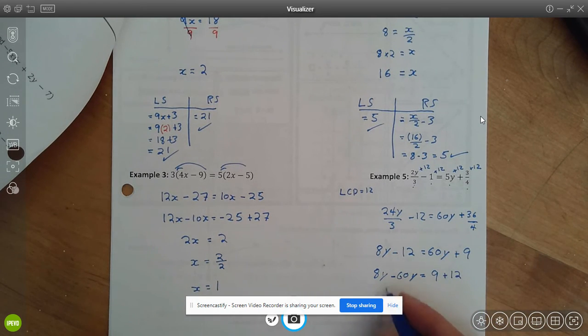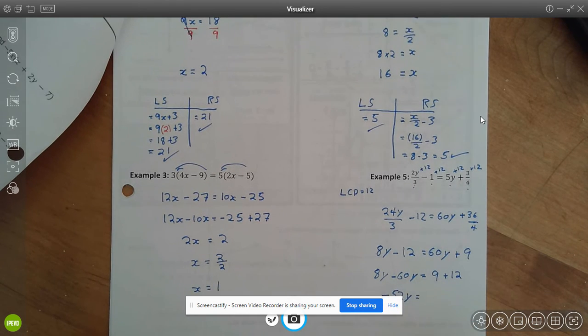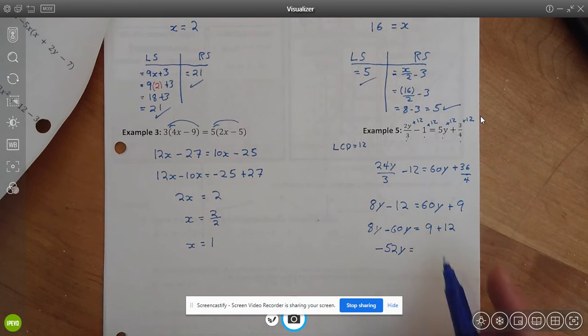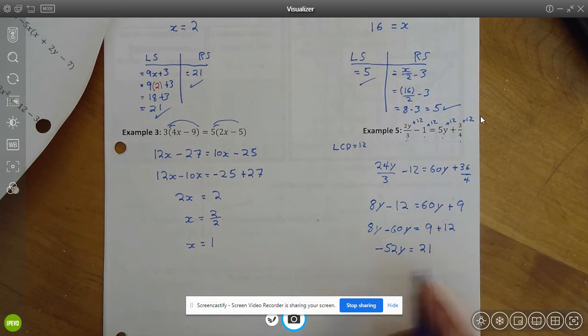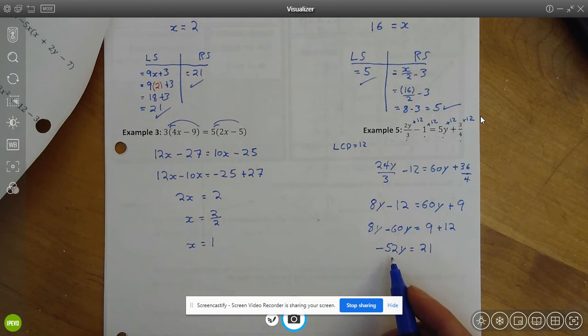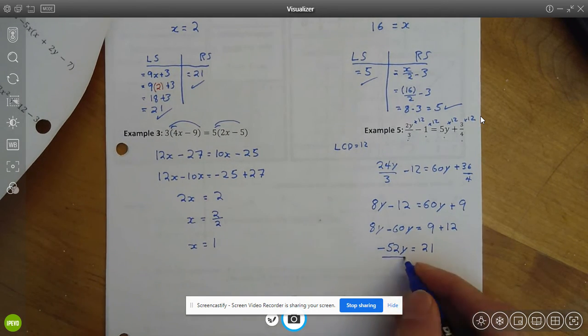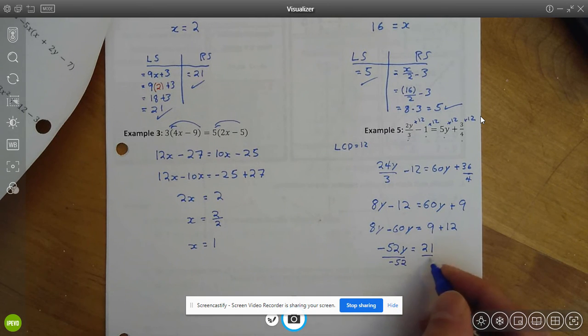So I've got 8 minus 60. So I've got negative 52y's. You're welcome to use a calculator for some of these steps. And then I've got 9 plus 12 is 21. So right now, y is being multiplied by negative 52. So to get rid of that negative 52, I have to divide both sides by negative 52. So now I've got positive y equals negative 21 over 52.